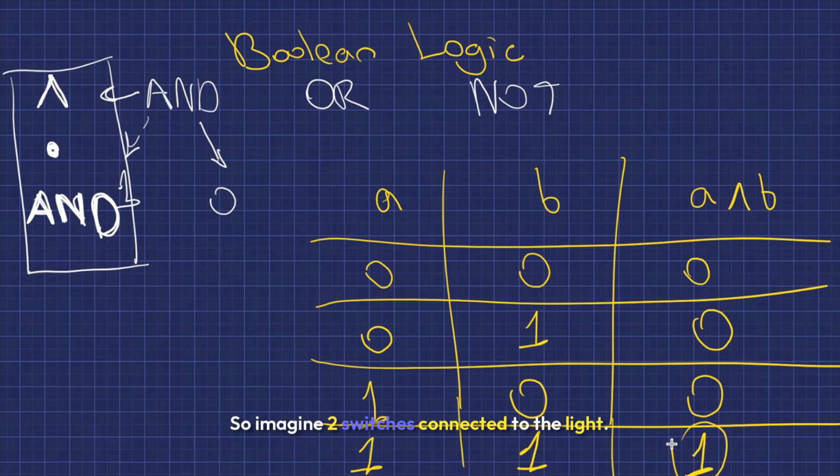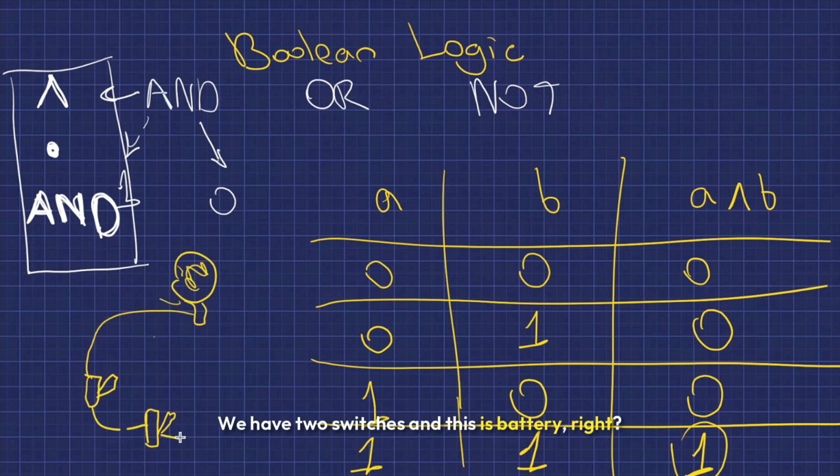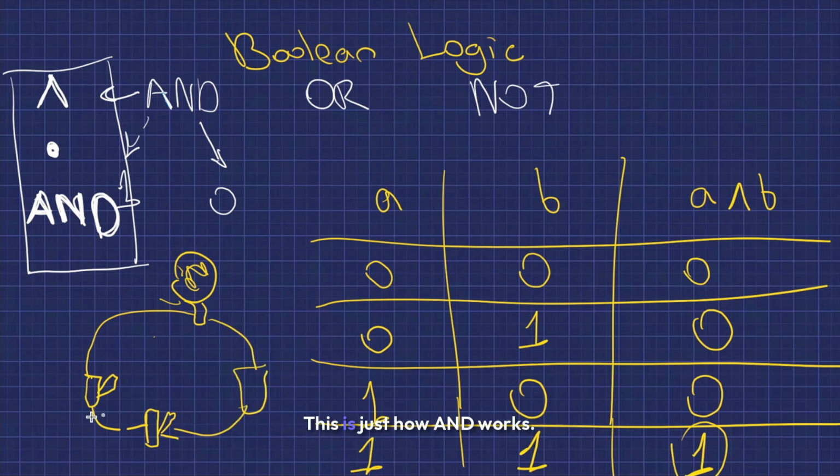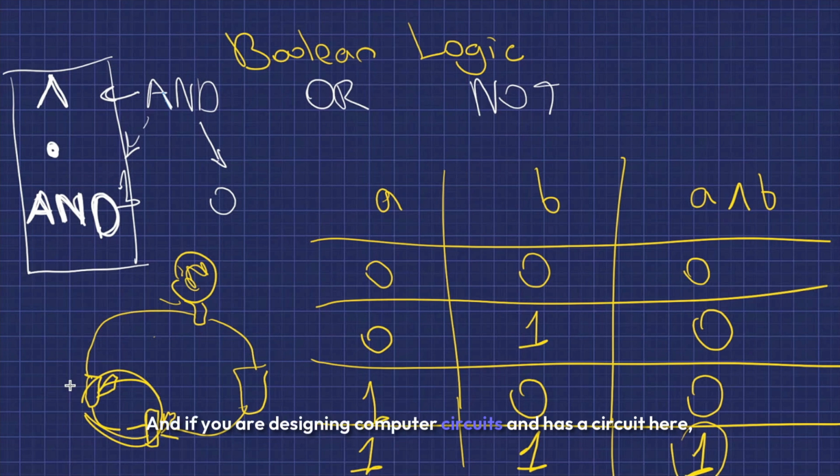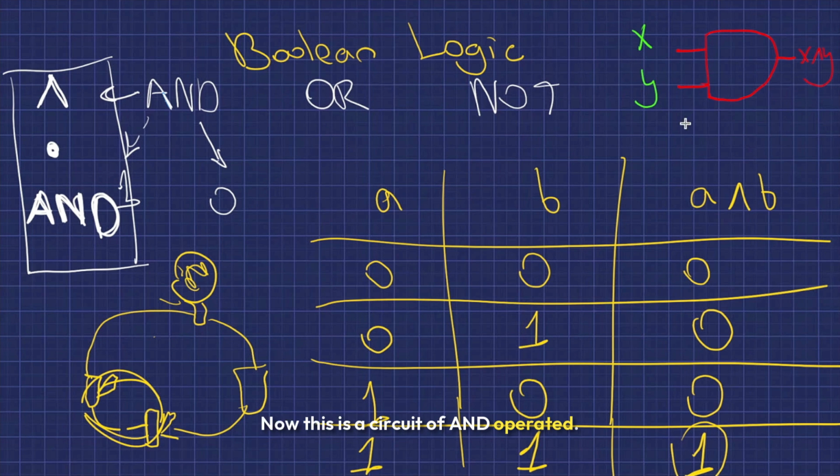Now this is how the AND operator works. So imagine two switches connected to a light. The light turns on only if both switches are on. Or for example, this is a light bulb. Here we have two switches and this is a battery, right? This is just how AND works. And if you are designing computer circuits, AND has a circuit here. So for example, X and Y, the circuit here is this. This is how you represent AND in circuits.